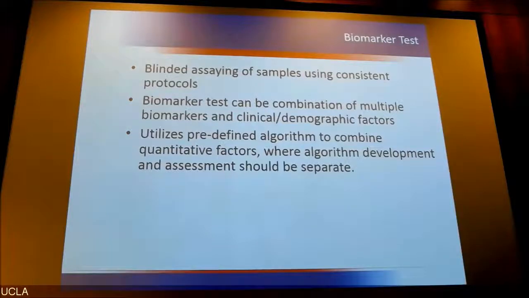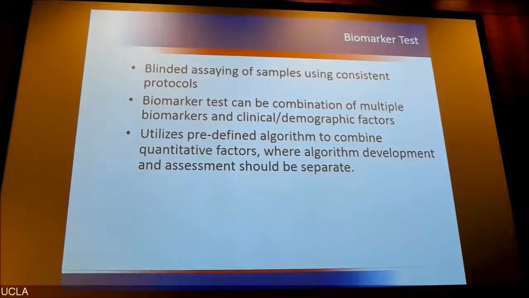The biomarker test itself, and I'm keeping this in the context of biomarkers, but this can be any predictive model really, whether it's specific molecular markers or features that we can detect from a smartphone sensor. So the ideal setting for the biomarker test, not the individual biomarkers, but the combination of markers to create a model or a decision rule for evaluating whether somebody is likely to be a case or likely to be a control, is that we need to have blinded assaying of the samples or blinded assessment of the samples.